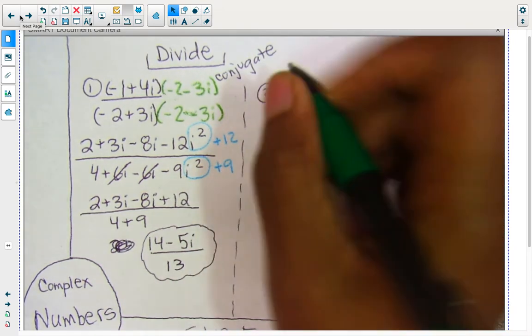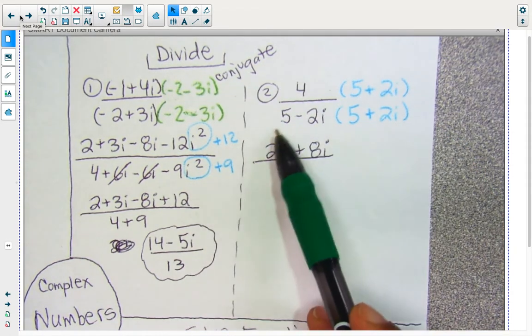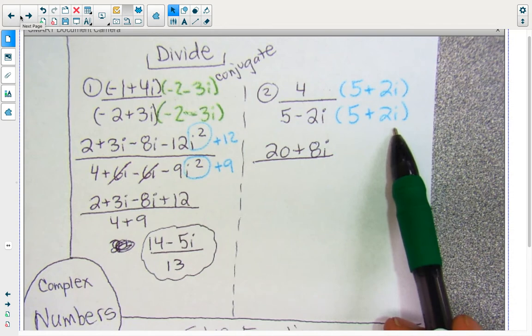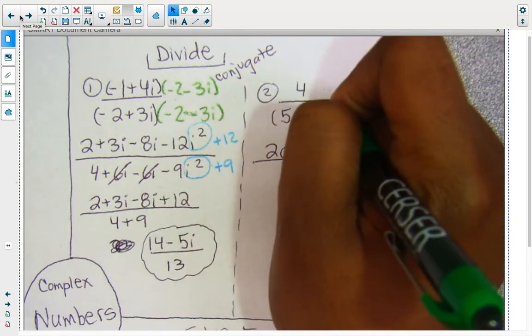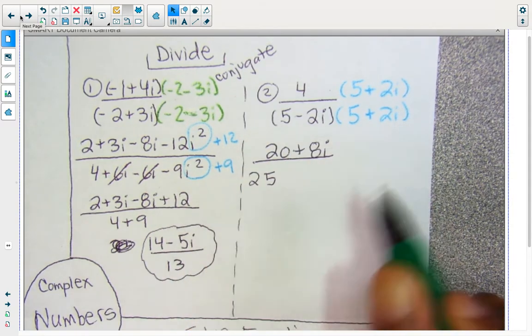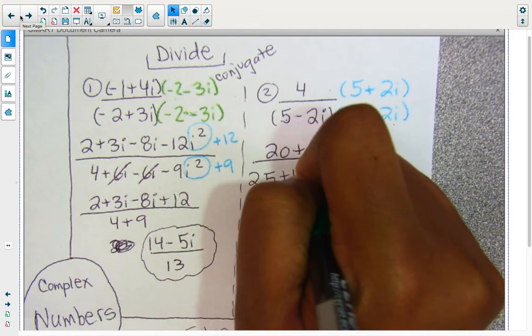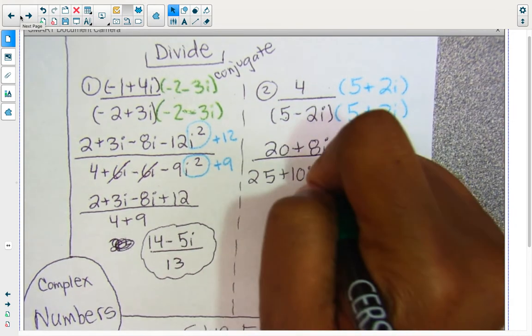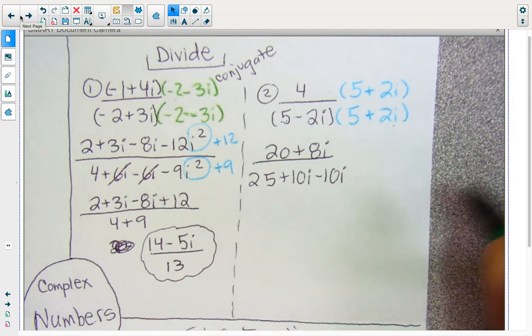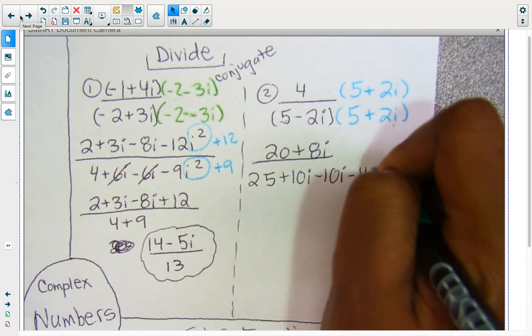4 times 2i is 8i. I'm going to do the distributive property on the bottom, but if you need to do box method, nothing wrong with that. 5 times 5 is 25. 5 times 2i is 10i. Negative 2i times 5 is negative 10i. And negative 2i times 2i is negative 4i squared.